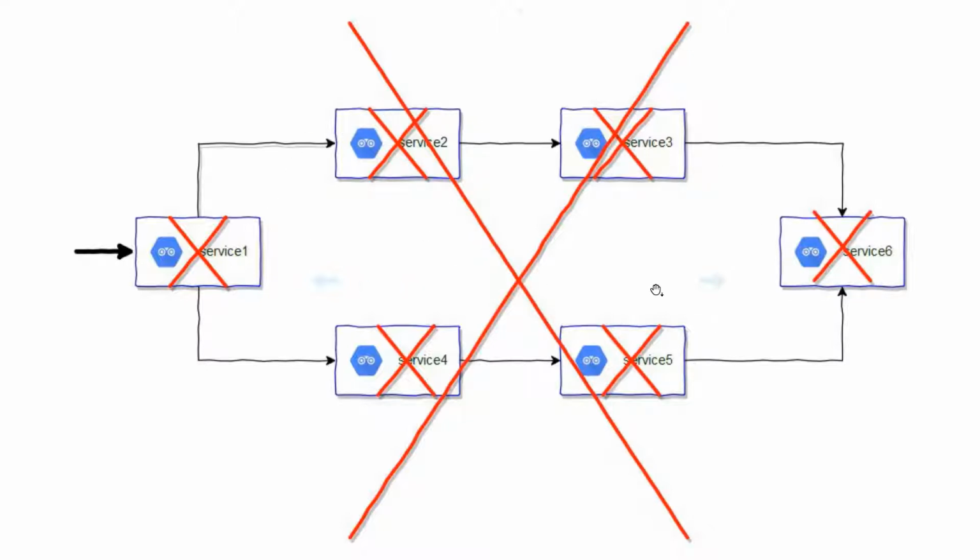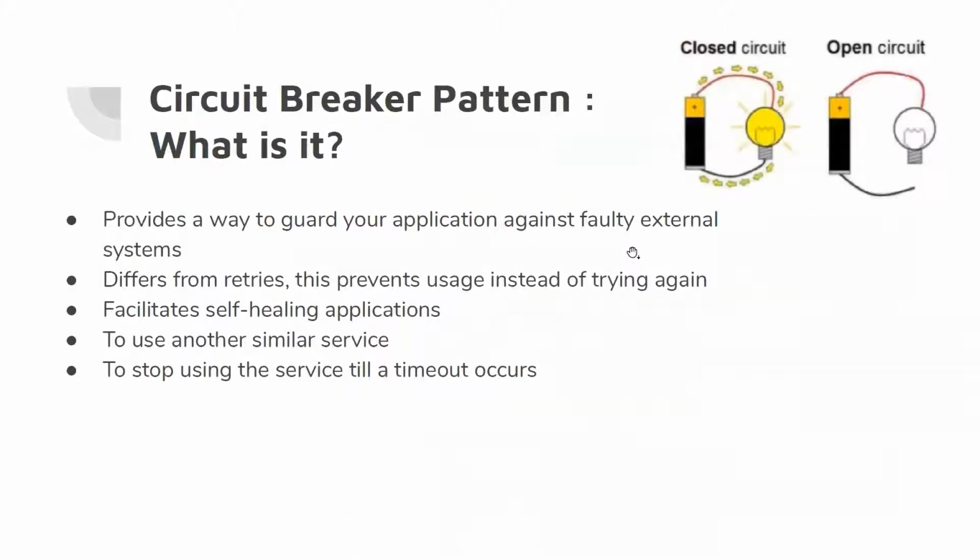To resolve such a problem, microservices architecture introduced a new pattern called the circuit breaker pattern. The circuit breaker pattern provides a way to guard your application against faulty external systems. In this case, service 1 is making a call to service 2, which is an external system for service 1. So it provides a way to guard service 1 against the faulty external service, service 2.